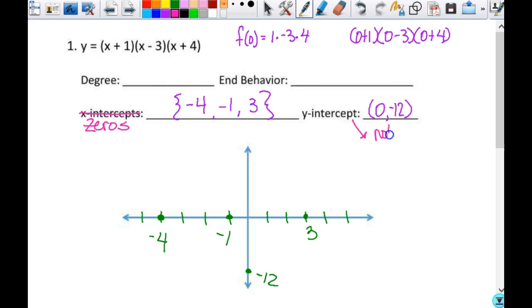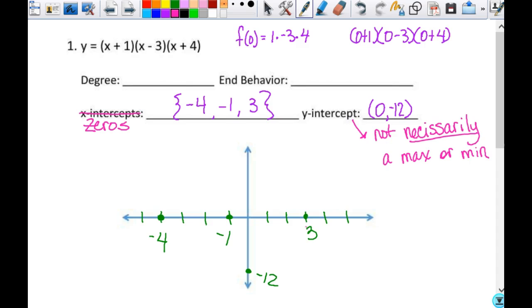Now, the y-intercept is not necessarily a max or min. It can be, but we don't know enough about it to know. We don't really care. All we know actually is that it crosses at that point. So it could come down and hit at negative 12 and then go back up. It could come down and the minimum actually be down here. We just don't know. So you could draw it a little bit differently than each other and we could still have right answers.